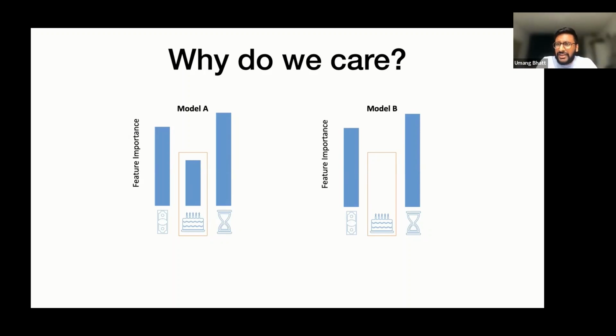Model B has the same 3 attributes, but it has no importance placed on age. So what we might say is that Model A is unfair, and Model B is fair, right? It doesn't have any reliance. So our goal that we set out, rather maliciously, is, can we convert a Model A into a Model B? And how do you go about doing that?